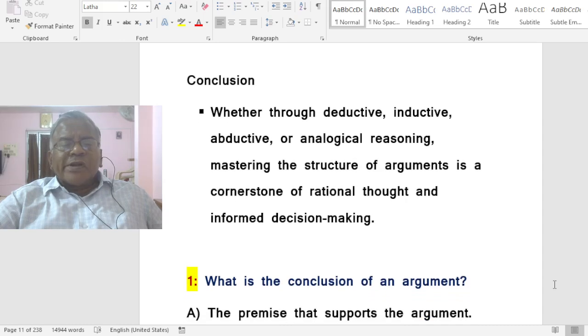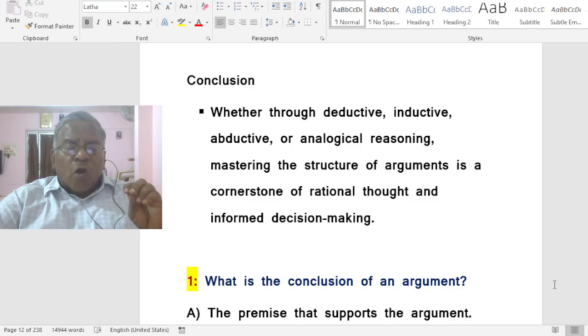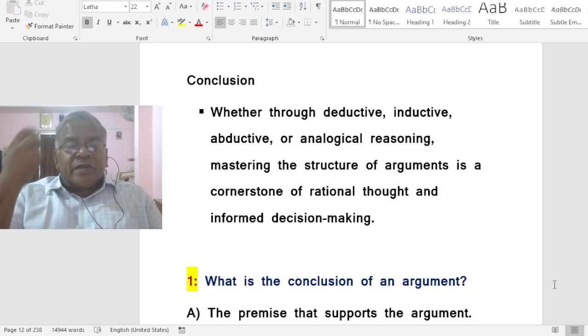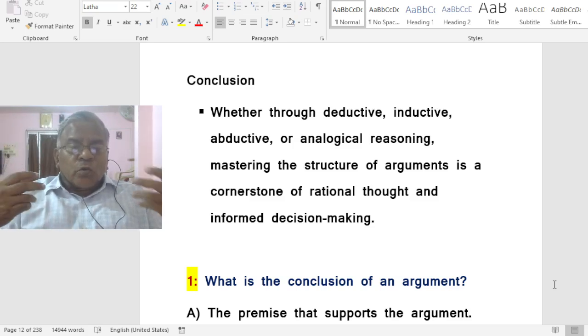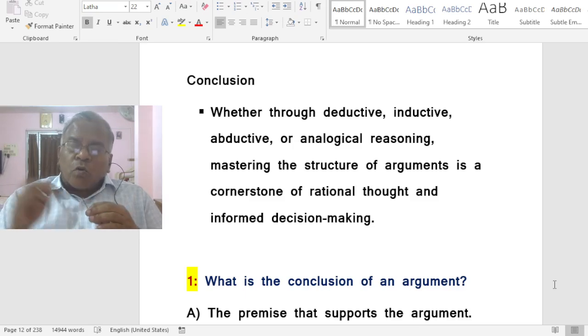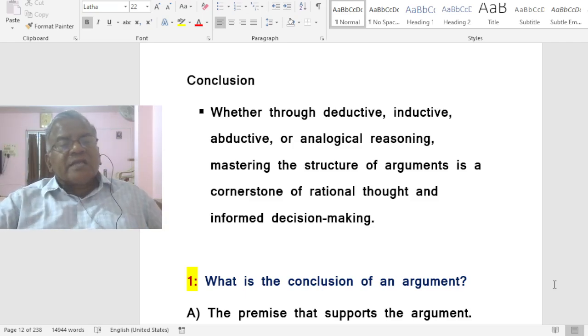Whether through deductive, inductive, objective, or analogical reasoning, mastering the structure of arguments is a cornerstone of rational thought and informed decision making. That is the importance of logic. Whatever may be the type of reasoning you are having, we need to understand the structure of arguments. That is the cornerstone of rational thought and informed, enlightened decision making.